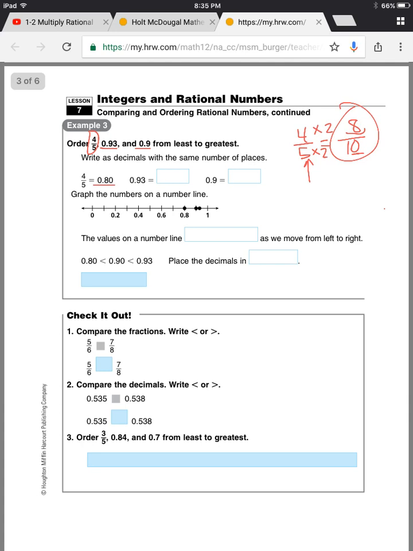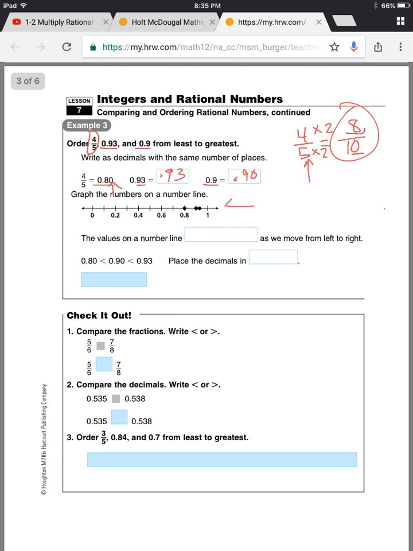So, the next thing is we want to write as decimals, not only decimals, but with the same number of places. They go out to the same place. That's why they have a 0 after the 8, because this number goes out 2 places. So this is going to be 0.93, and because this needs to go out 2 places, we put a 0 at the end because it doesn't change the value. 0.9 and 0.90 are the same exact thing. And now we're going to graph those on a number line.